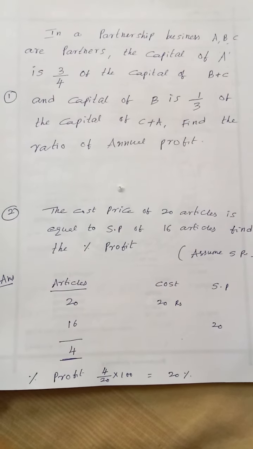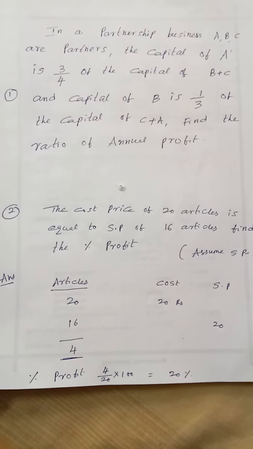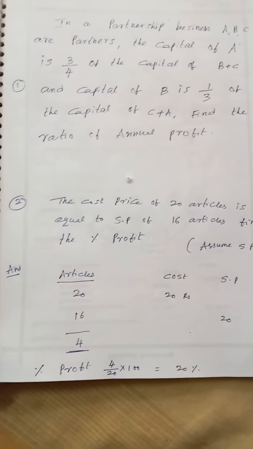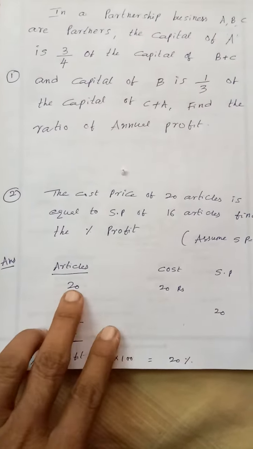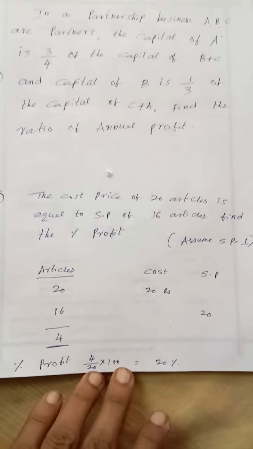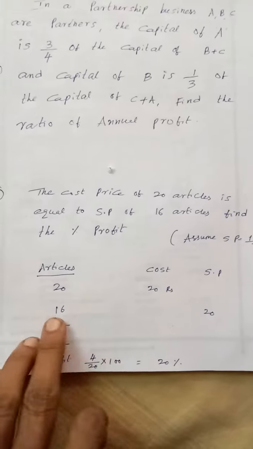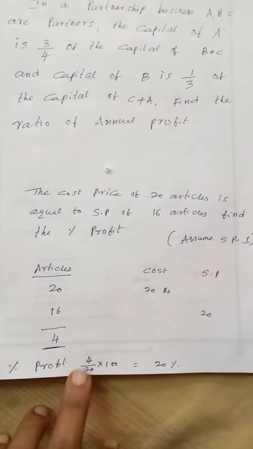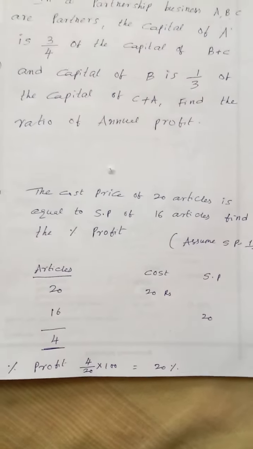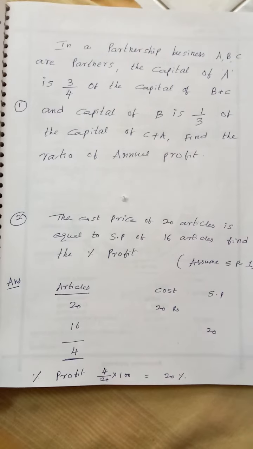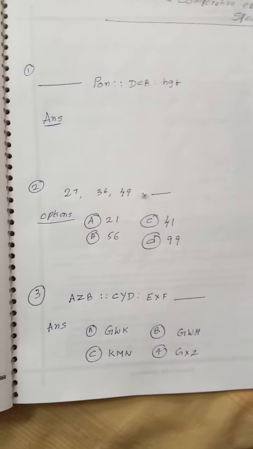Next question, the cost price of 20 articles is equal to the selling price of 16 articles. Find the percentage of profit. My dear students, don't worry, don't waste the time. The difference between the articles is 4, and the profit is also 4 only. Why? Because 20 minus 16 means 4. 4 divided by 20 into 100, 20% is the profit. Again, more and more questions will be like this, my dear students.